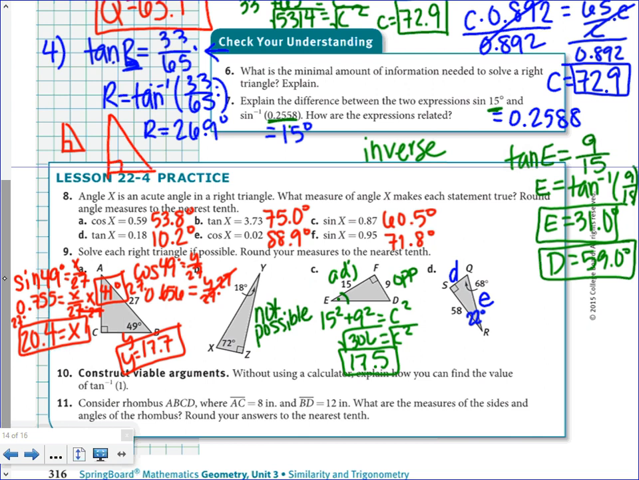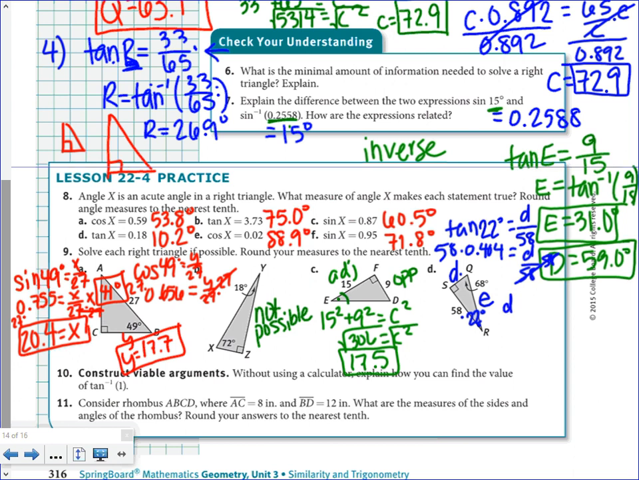To find side length D, I'm going to use tangent of 22. You could use either one, but I'm going to do tangent of 22. The reason is I wanted the D to be in my numerator so that I didn't have to multiply and then divide. So tangent of 22, opposite over adjacent. Tangent of 22 is 0.404, and then I'm going to multiply by 58. That'll solve for D.